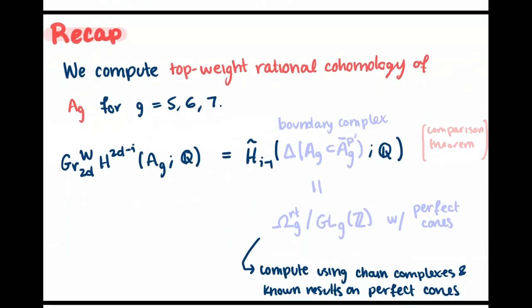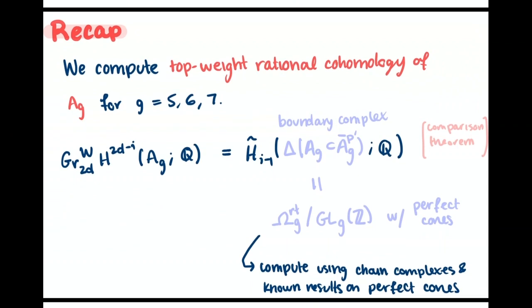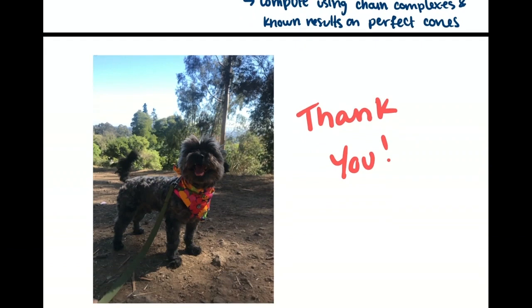Okay, so now just a recap. We saw in the first half of the talk how tropical geometry is used to do these top weight cohomology computations. And then we use this idea to compute the top weight cohomology of A_g. You do this by using the comparison theorem to relate the top weight cohomology of A_g to the reduced homology of the boundary complex. And this boundary complex, in this case, is identified with the tropicalization of A_g, and it comes with this decomposition by perfect cones. And that's all I had planned to say, so thanks for your attention.